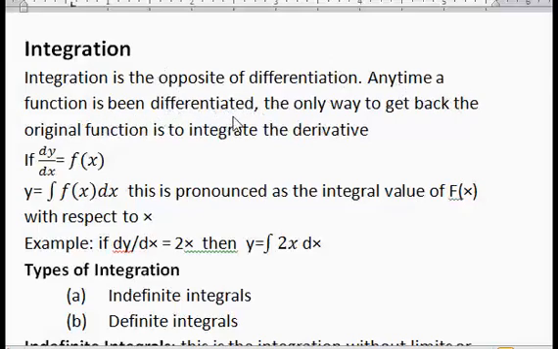Anytime we differentiate a function, the only way to get back to the original function is to integrate. And that is exactly what happens here. So invariably, let me get to my board. Let's say you have y, and you differentiated the function. Remember, anytime you differentiate a function, you still have a function. That is the derivative. Every time you differentiate a function, you have a derivative of that function, and this is still a function.